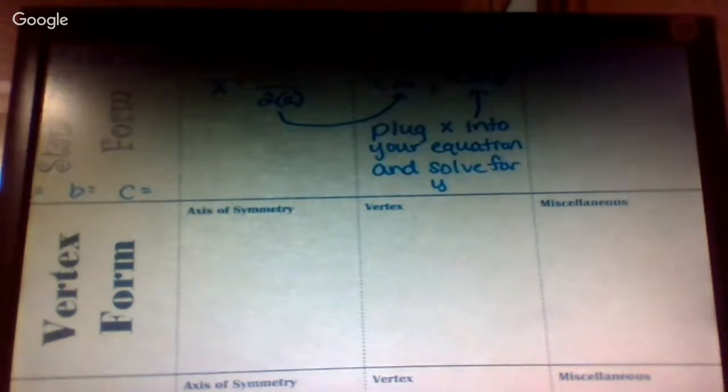Why is there a second set of parentheses? Because that's the value that you're plugging into the equation, and to separate it from everything else, it needs to be in a set of parentheses.